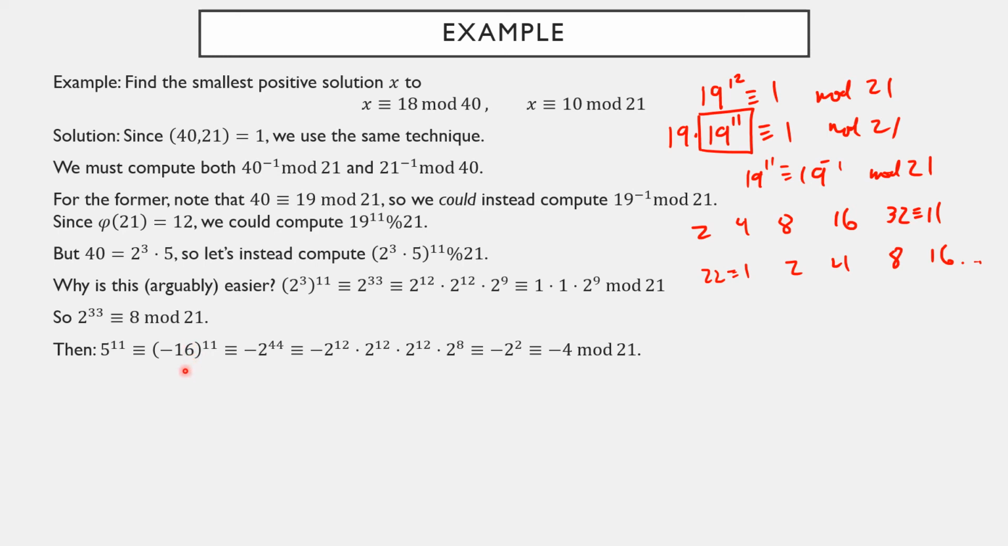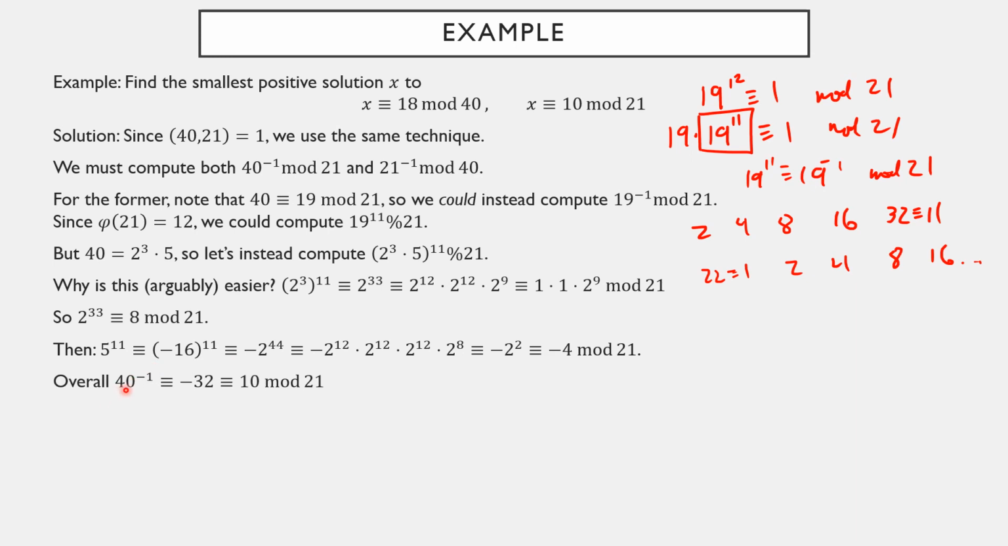Why is this nice? Well, negative 1 to the 11th is just going to be a minus 1, but 16 is 2 to the 4th. So 2 to the 4th to the 11th is 2 to the 44th. I'm going to make that 2 to the 12 plus 12 plus 12 plus 8. Each of these is the same thing as 2 to the 1st, and 2 to the 8th we worked out to be equal to 4. So overall, 5 to the 11th, same thing as negative 16 to the 11th, is the same thing as negative 4 modulo 21. So ultimately, 8 to the 11th is just 8, 5 to the 11th is just negative 4.